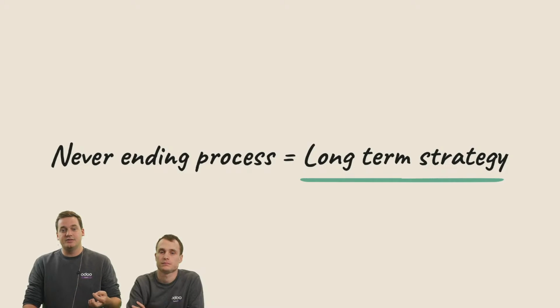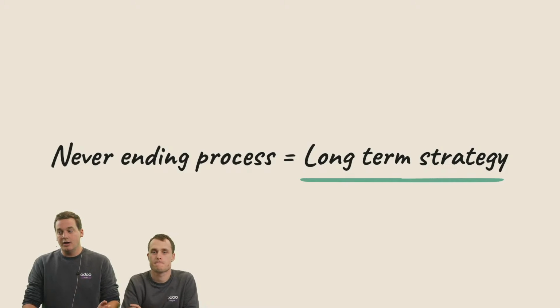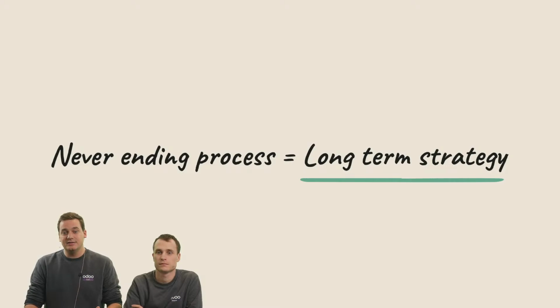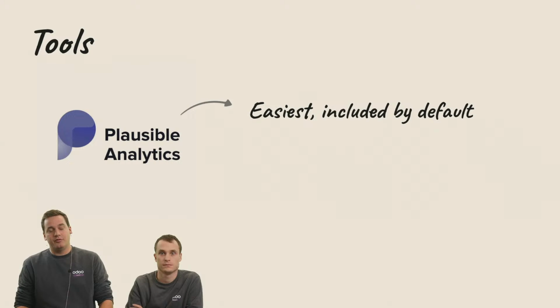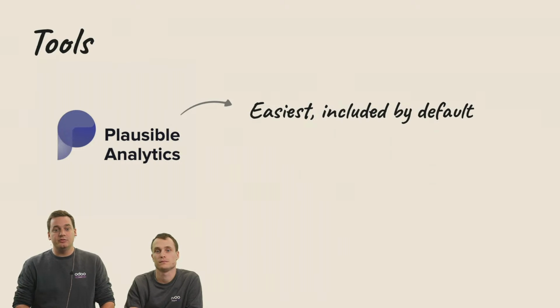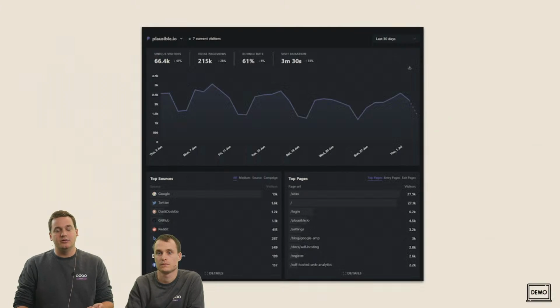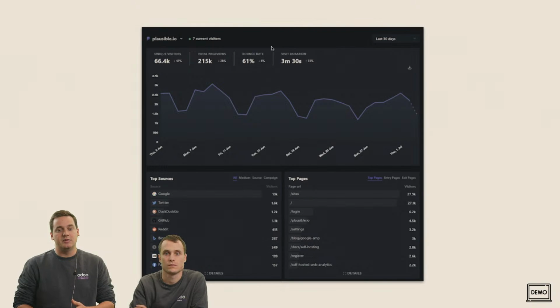As I said, it's a never-ending process. SEO evolves across time, so you always have to optimize, and it's a long-term strategy. For the tools, we have the possibility to use Plausible Analytics. Plausible Analytics is an analytics tool that is included by default in all the SaaS versions starting from V16. And so you can also get some information in there. We're going to see that in a minute.